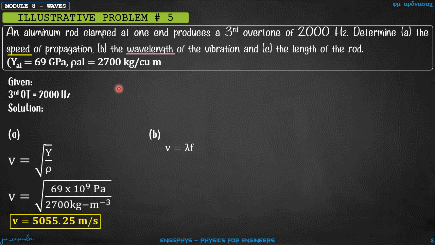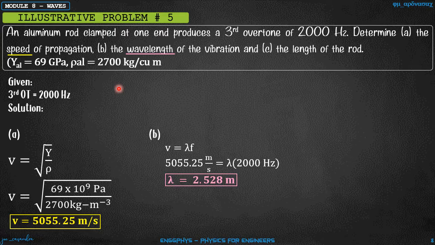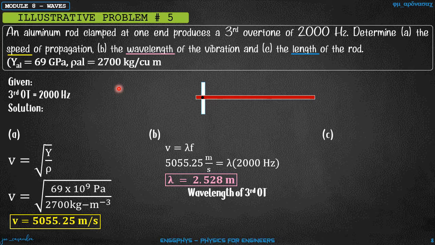So we could simply use our general equation. So substituting this, we'll now have 5055.25 is equal to the wavelength times 2000. So we'll arrive at a wavelength of 2.528 meters. And take note, this value now is the wavelength of our third overtone. So the wavelength will change again if we have a different harmonic or a different overtone. Okay? So this will be for the third overtone. So next we have the length of the rod.